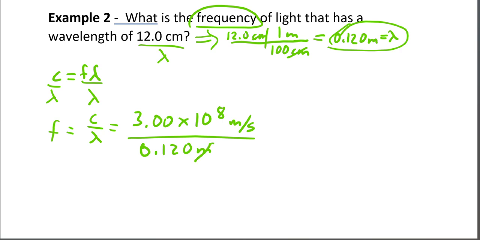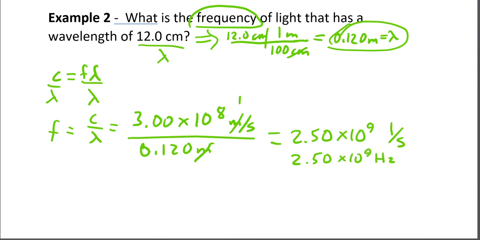So there you go. The meters will cancel off, but that leaves a 1 over the seconds. So that's going to give us units of per seconds. But let's put it into our calculator and find out what the frequency is. So the calculator says this answer is 2.50 times 10 to the 9th per seconds, or 2.50 times 10 to the 9th hertz.